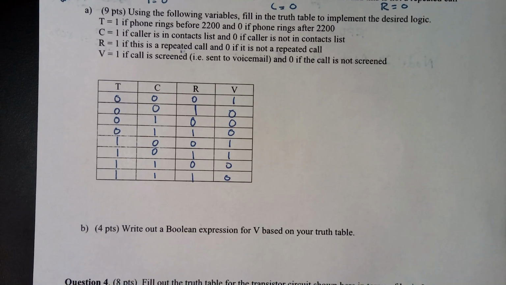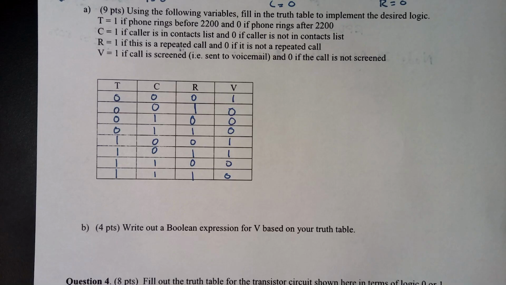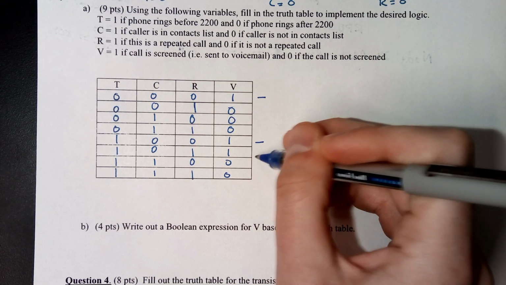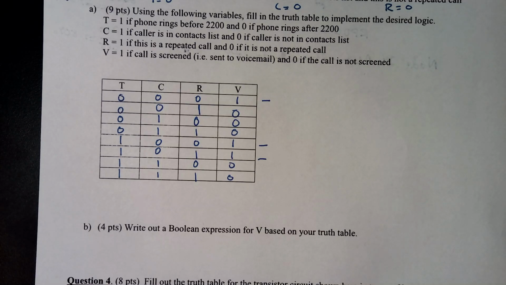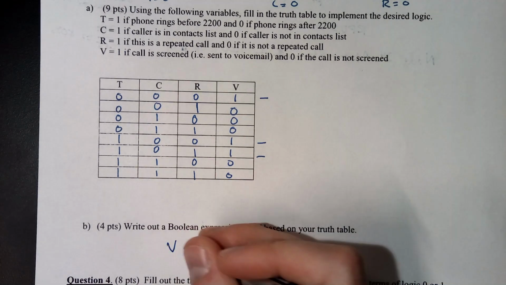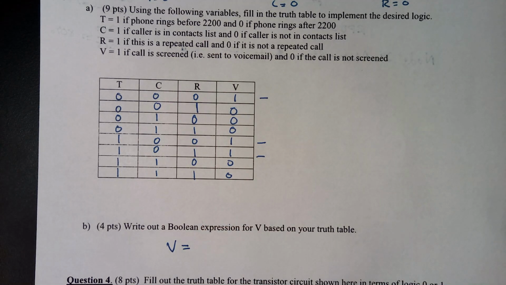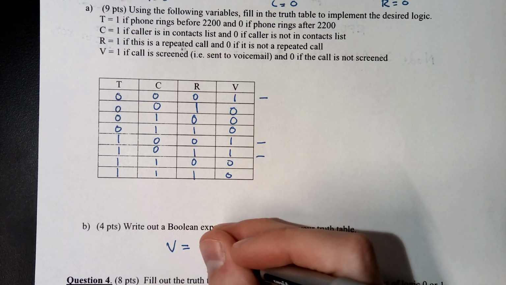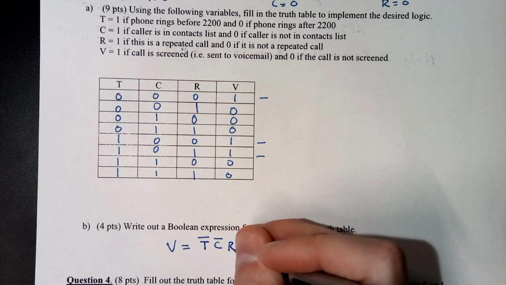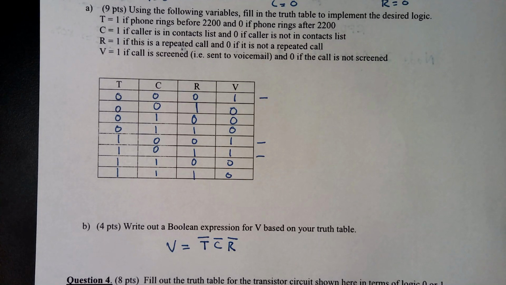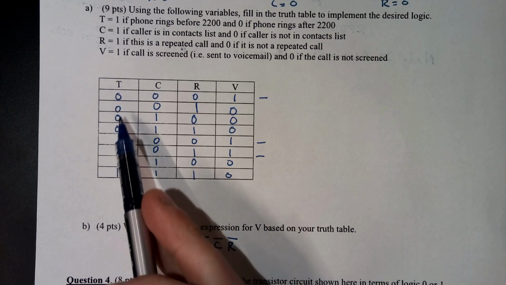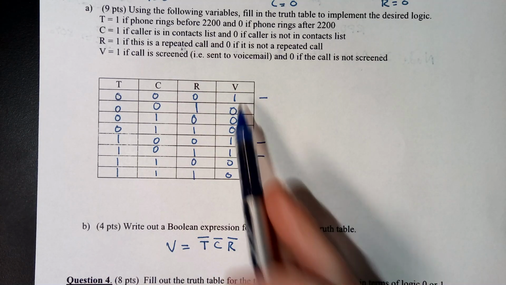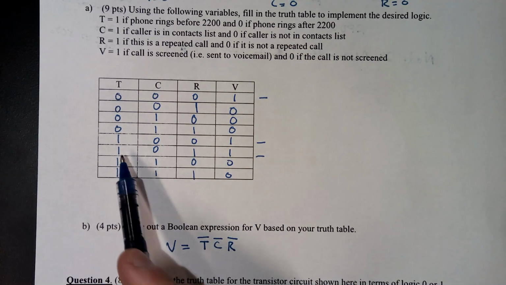So then our second part is write out a Boolean expression for V based on your truth table. And what we want to do here is find all the rows where we have a 1 in the table for the final output, and that's going to be V equals this. And then we're just going to note what the values of the variables need to be to make V equal to 1. So if we have T equals 0, C equals 0, R equals 0, then we need T not, C not, and R not to be true, right? So that line over the top is notting them. So really it's just if you see a 0 in the column leading up to a 1, you're notting it. If you see a 1, we're going to leave it the same.